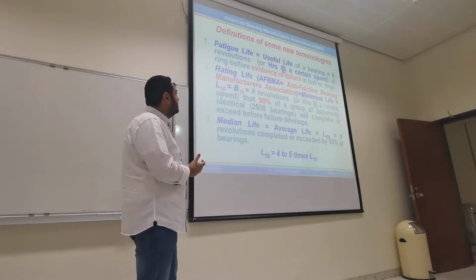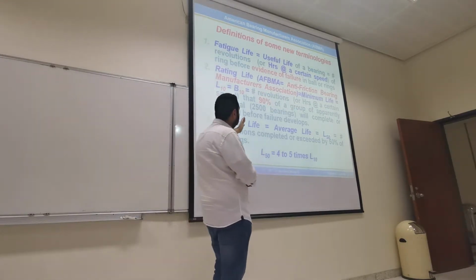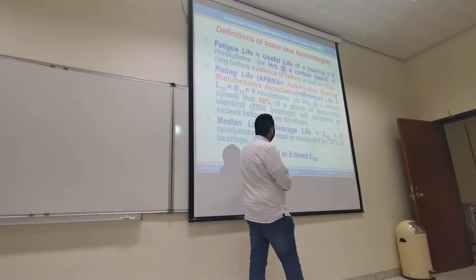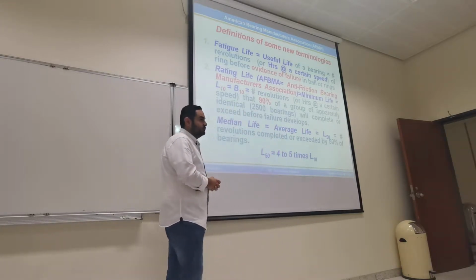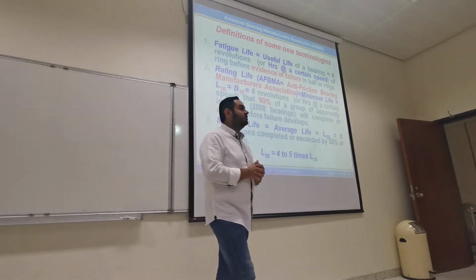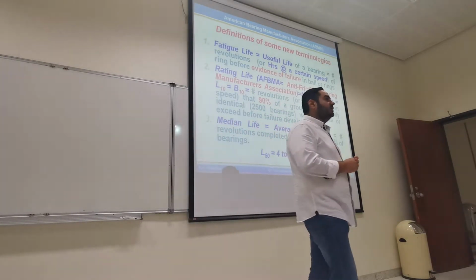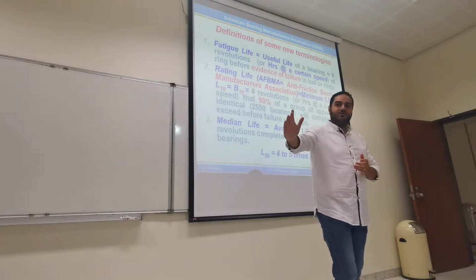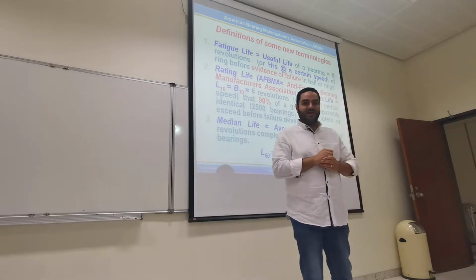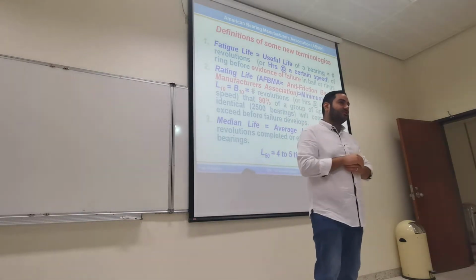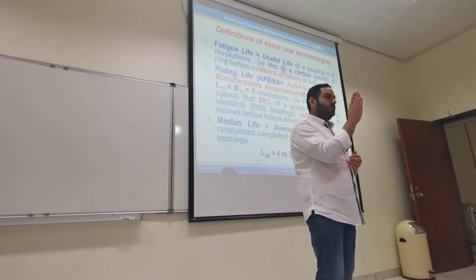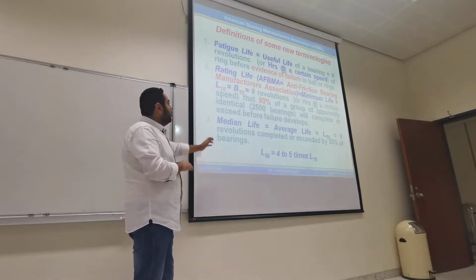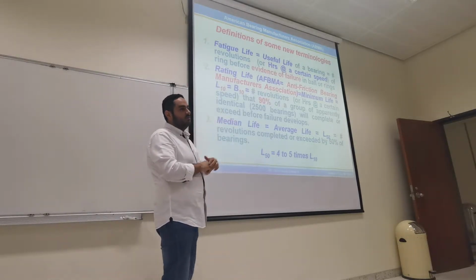So what is this? It's simply the number of revolutions that 90% of a group of bearings will complete before failure. So if I have 100 bearings, I'm running the test to a certain period of time. After I finish the test, I'll find only 10% of my bearings failed, while the remaining are still healthy. So this sets what we call the minimum life or the rated life. So the reliability here is simply 90%.